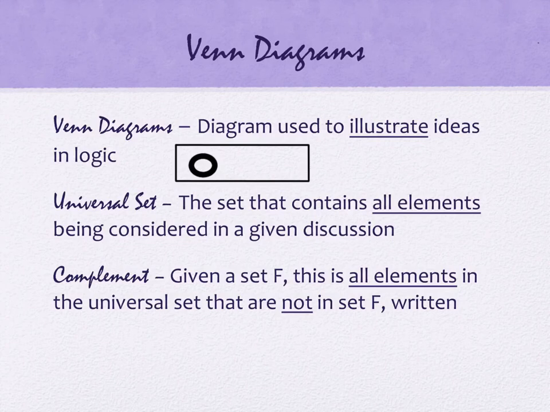The universal set is the set that contains all the elements that are under consideration. So in terms of Venn diagrams, the universal set is the big rectangle.